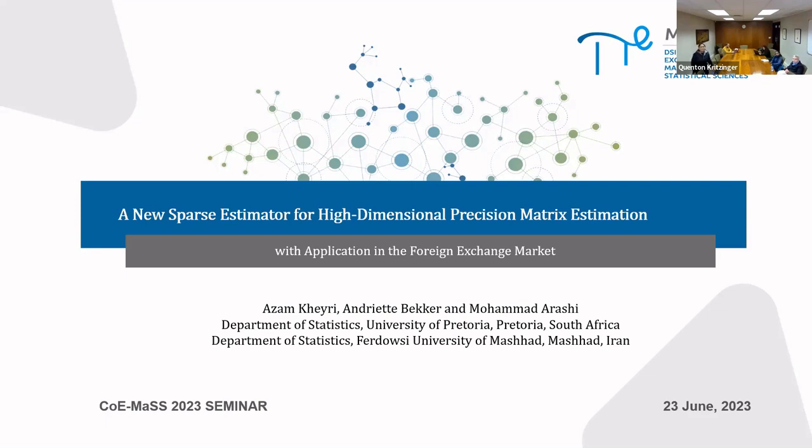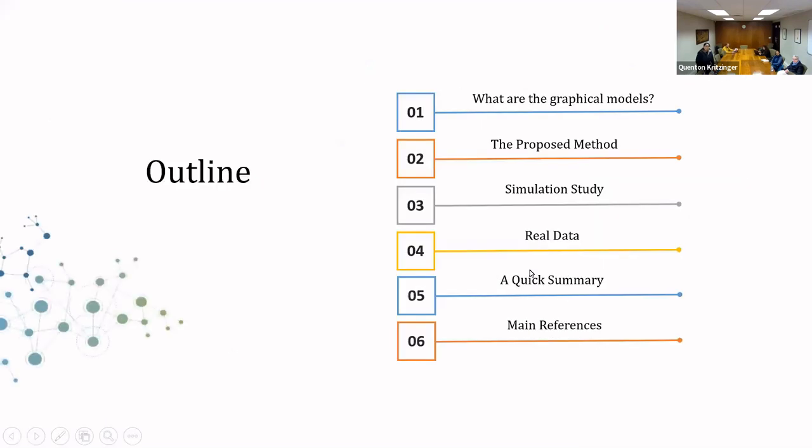I'm going to talk about our research, a new sparse estimation for high-dimensional precision matrix estimation. You can see the structure of my presentation. I can divide it into different parts. In the first part, I'm going to talk about the definition of graphical models and the two main classes, and a little more information about graphical models and the relation between these two classes. After that, in the second part, I'm going to talk about our proposed method for solving the estimation of the precision matrix in the high-dimensional case through the graphical model.